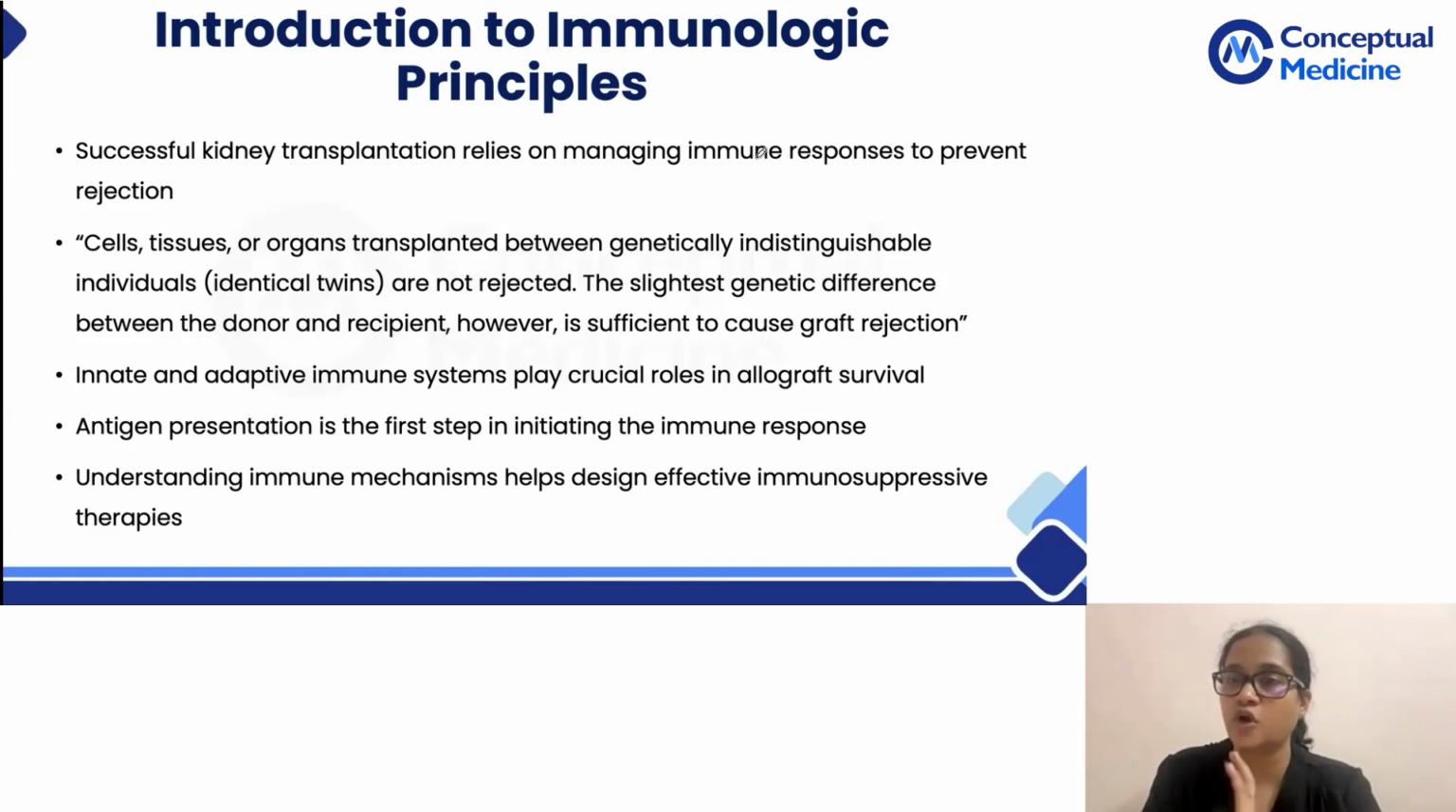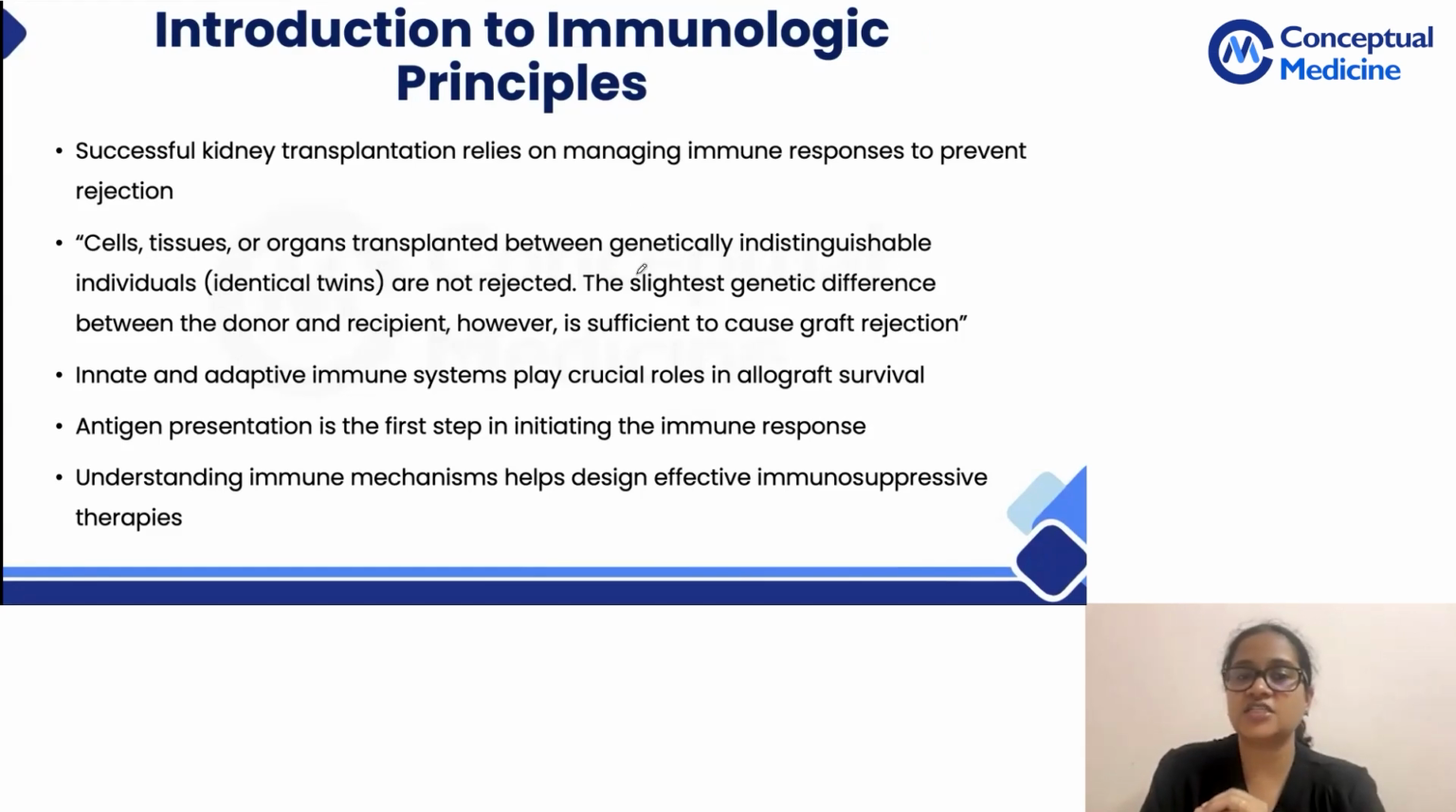So we call it rejection when the body will reject the kidney, when the body tries to push the new kidney out of the system by mounting an inflammatory reaction. So that's called rejection. So all of transplant science is about how you manage this immune response. Okay. So cells, tissues, or organs which are transplanted between genetically indistinguishable individuals, like identical twins, okay, they are not rejected. So they'll not get rejected because everything is the same.